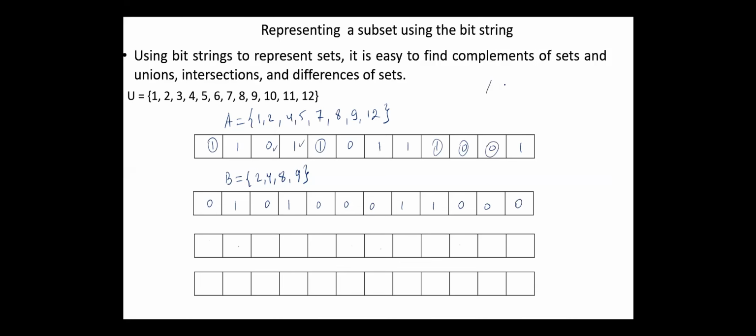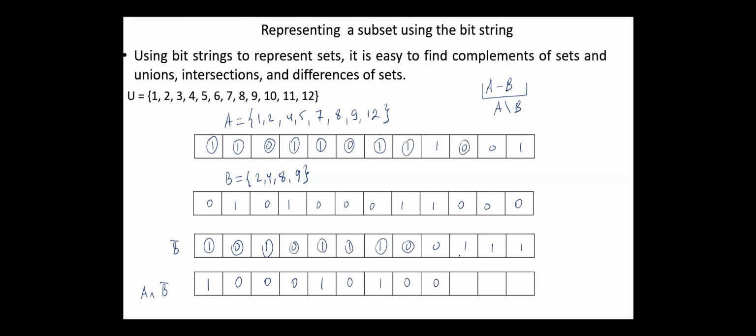To find the relative difference, we first have to complement B, which is 1, 0, 1, 0, 1, 1, 1, 0, 0, 1, 1, 1. After that, the complement of B should be ANDed with A. 1 and 1 is 1. Next, 1 and 0 is 0. Next, 0 and 1 is 0. Next, 1 and 0 is 0. Next, 1 and 1 is 1. Next, here we have 0, here 1, here 0, here 0 as well, and here also 0, and the last two bits, 1 and 1, give 1. So this is the set difference, A minus B, and it's equal to the elements 1, 5, 7, and 12.